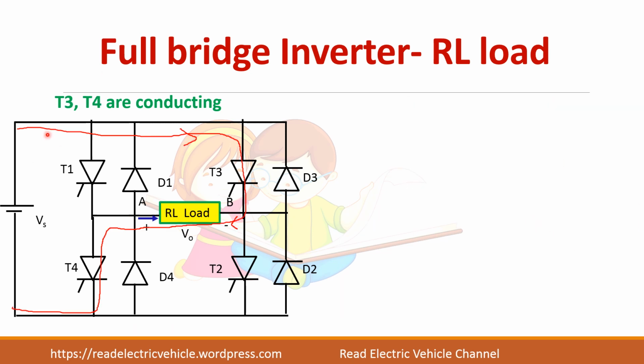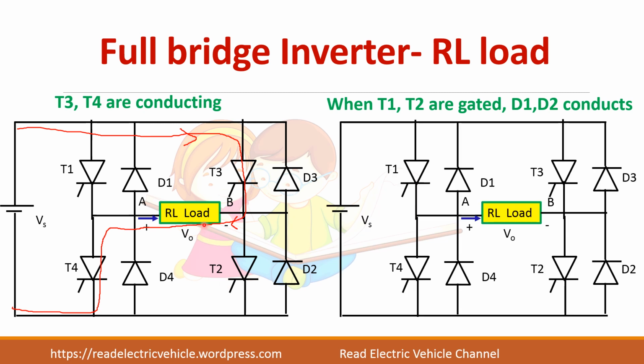So now when T3 and T4 are conducting, current flows from B to A. Again when we give gate pulse to T1 and T2, current cannot change its direction. So current has to again flow in this direction, B to A. So now diodes D1 and D2 will come into action. So this is how diodes play a major role in the case of an inductive load.